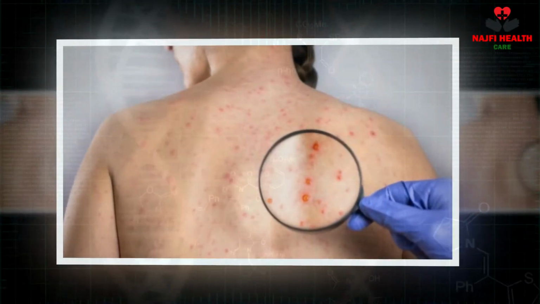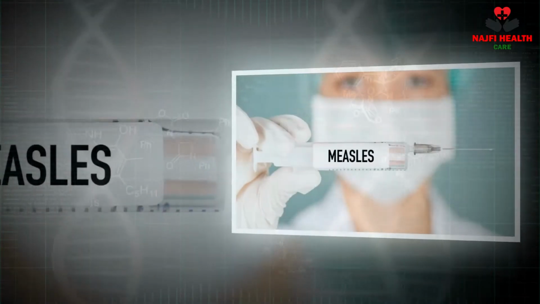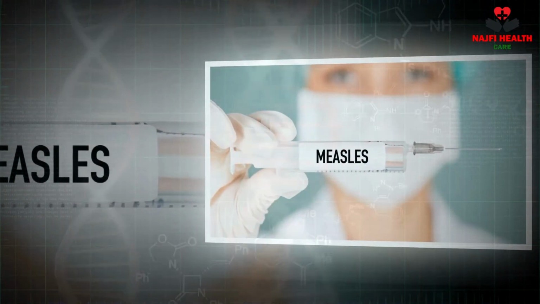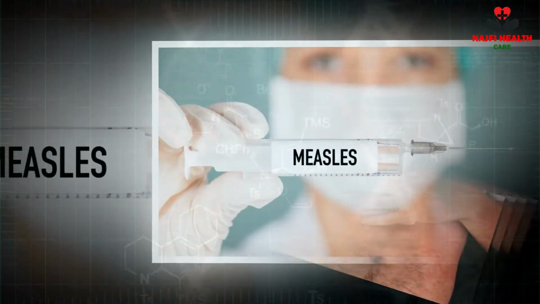Children under 5 years of age are more likely to have complications due to measles. These can include things like pneumonia, encephalitis, and ear infections that can result in hearing loss.